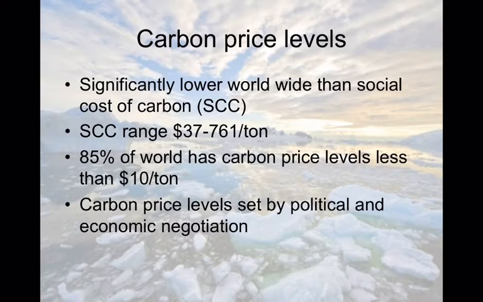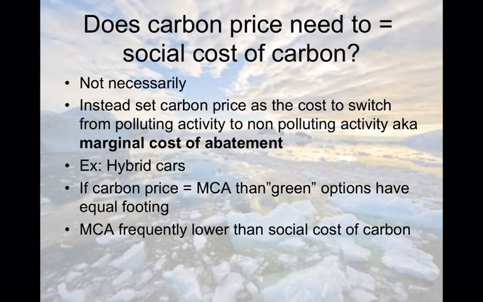I mean, ideally they would like none, but I think you can see that between 10 and even the low one, the 37 in the US, there's a lot of space in between. So carbon price levels are not remotely in the same area as even the lowest range of the social cost of carbon. But does the price of carbon need to be the same as the social cost of carbon? And the answer is no, not necessarily.